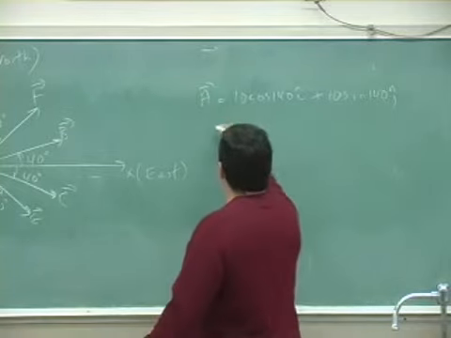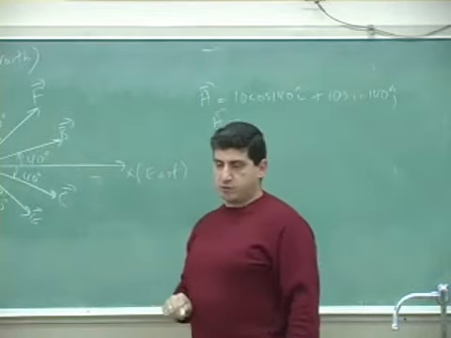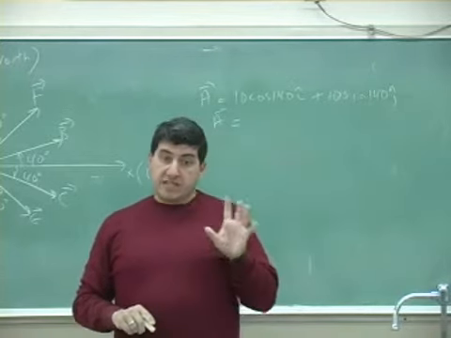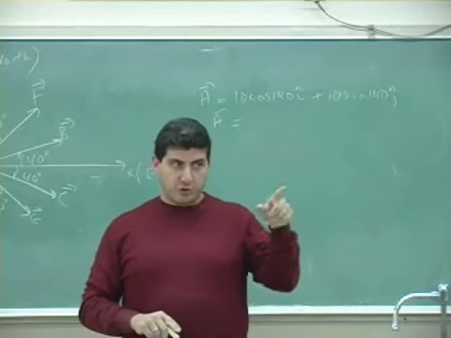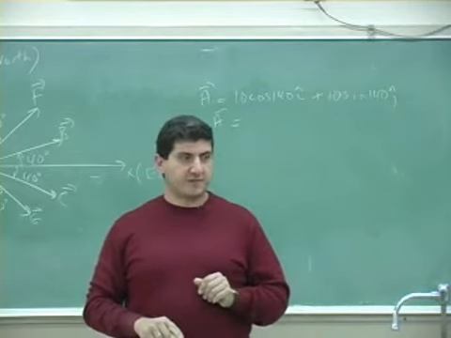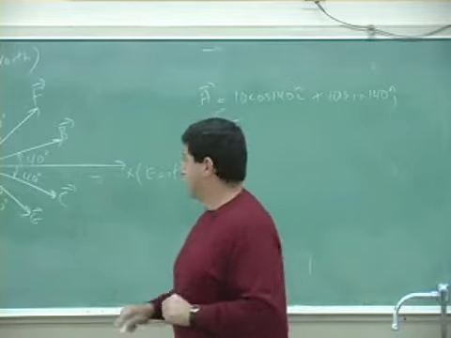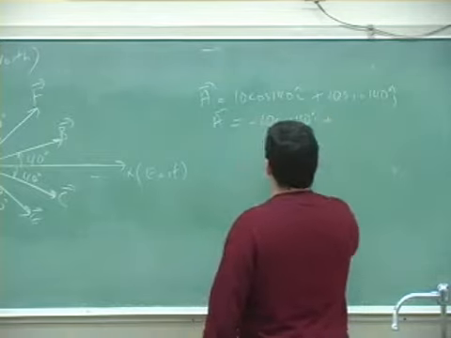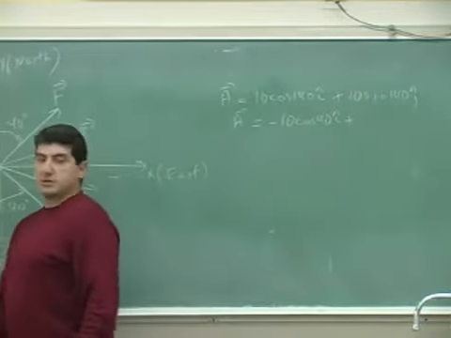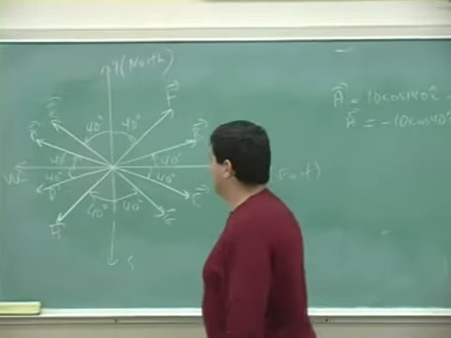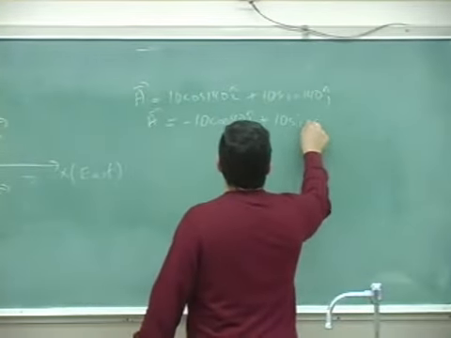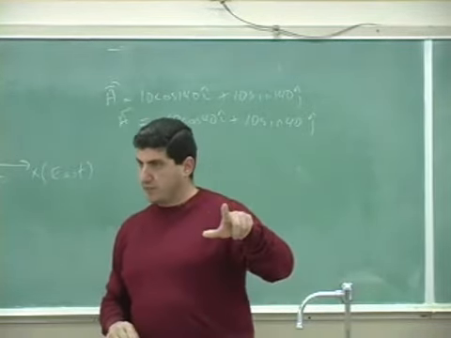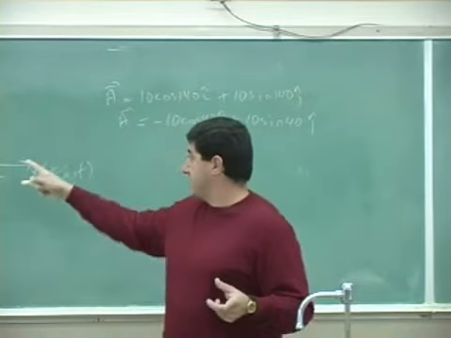Or the other way of writing it would be what? You could keep it as 40, but you just have to know that it's negative. The x component is negative, so you could go negative 10 cosine of 40, but the y component of the A vector is positive, so positive 10 sine of 40. The y component is positive, but its x component is negative because it's in the second quadrant.